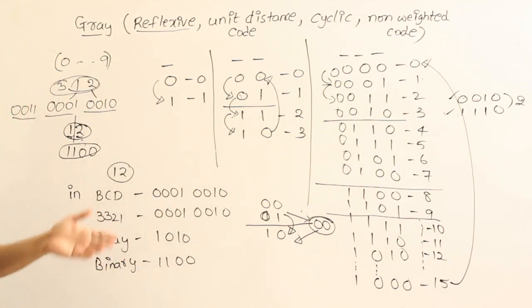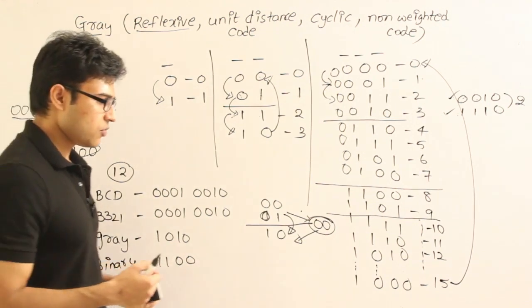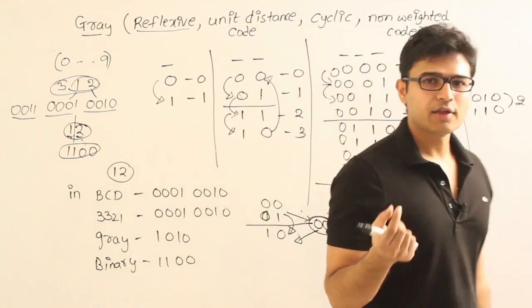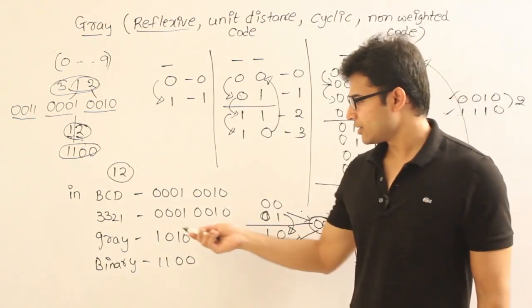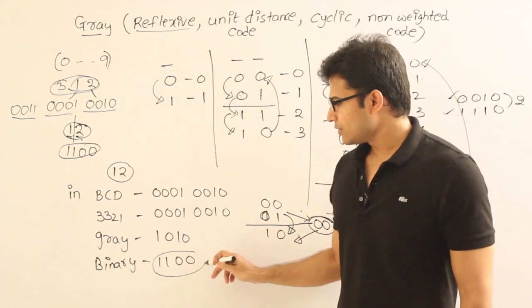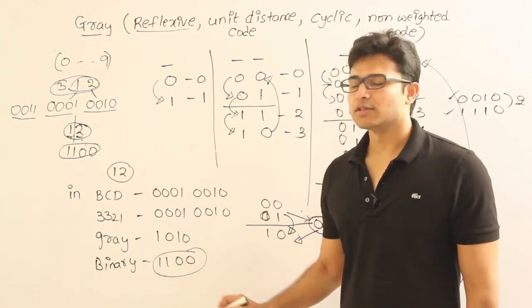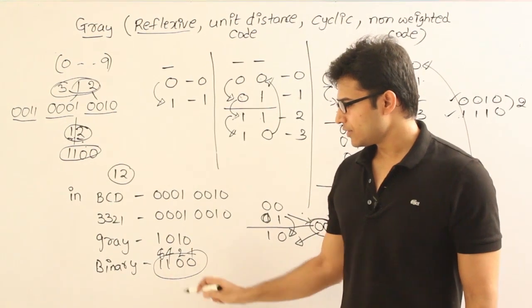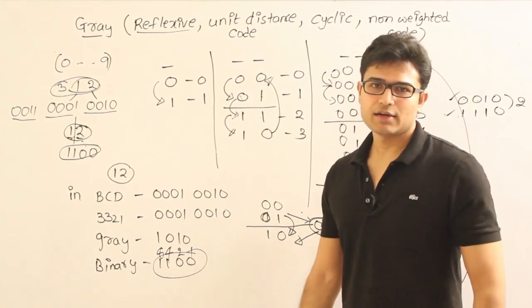And as I told you, it is a non-weighted code. So what is the problem with non-weighted code? If you have a weighted code, getting the representation for a number is easy. For example, if it is like binary, getting the representation for 12 is easy, because we know the weights are 8, 4, 2, 1. Therefore we know 8 plus 4 is 12, we can directly get it.